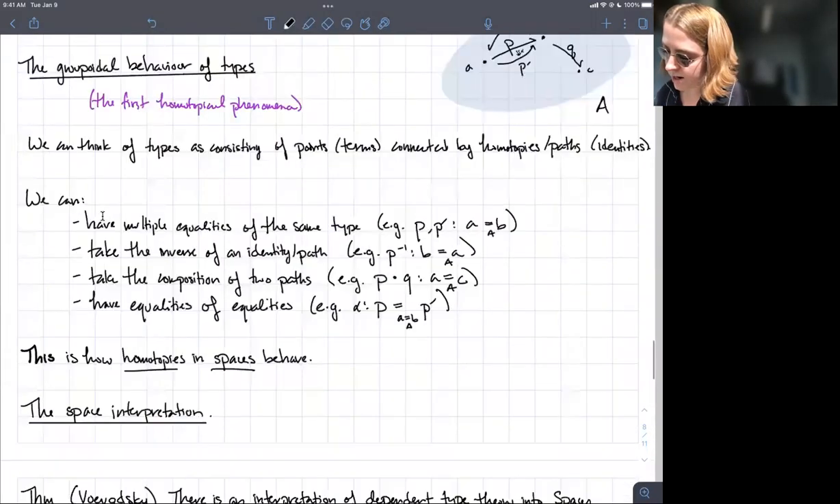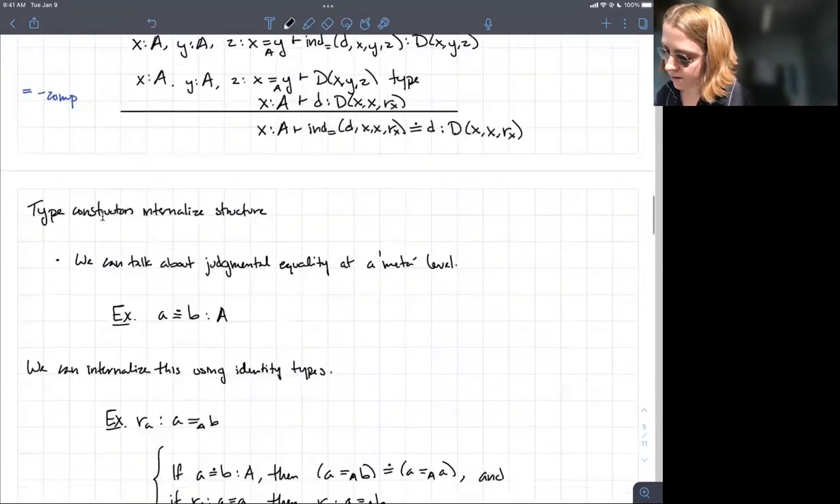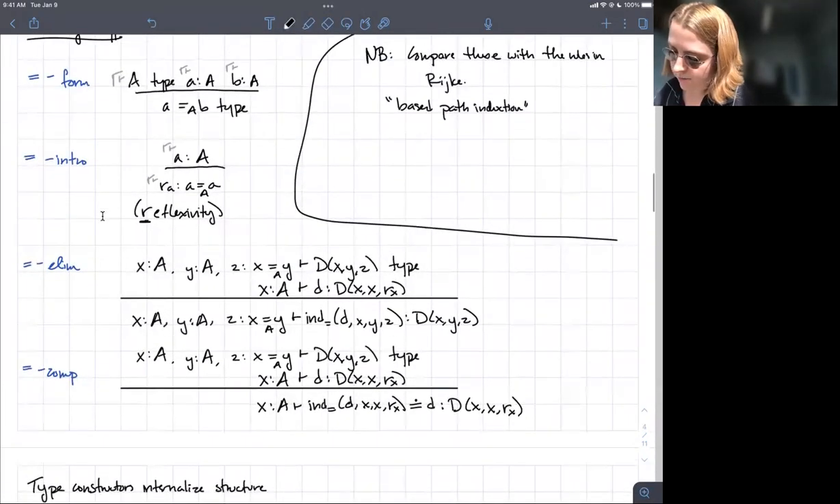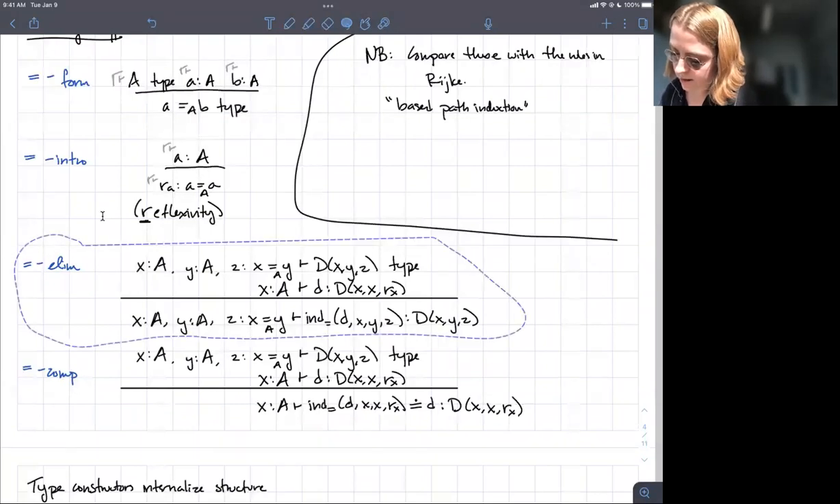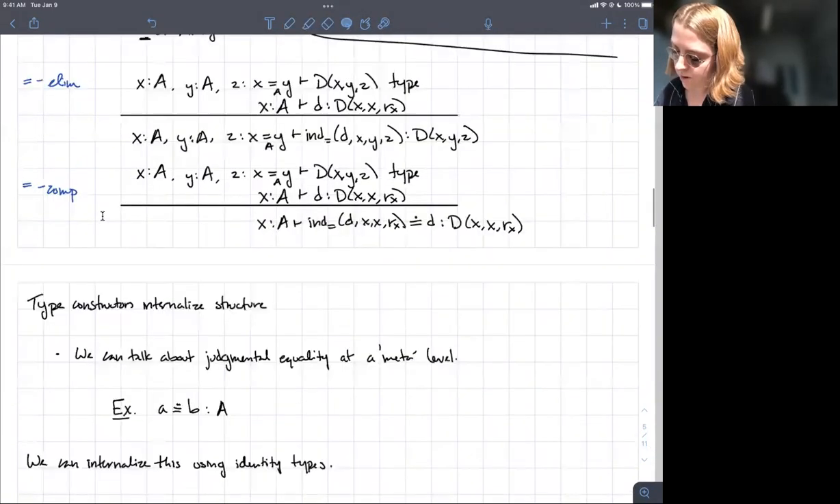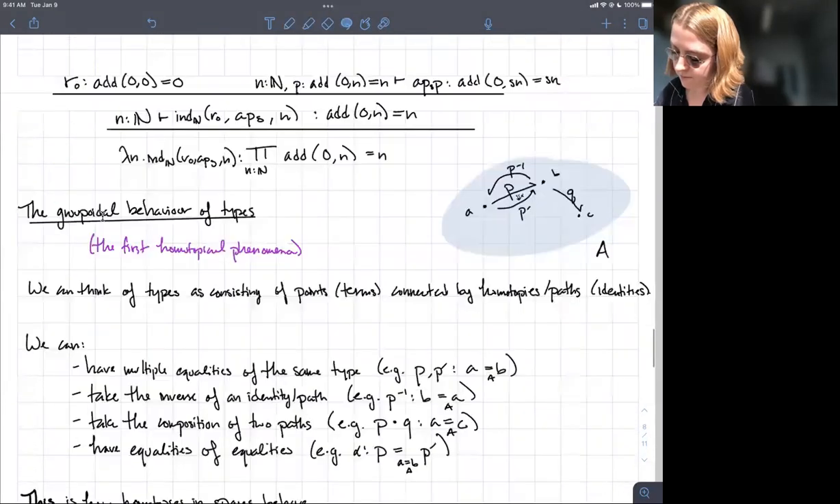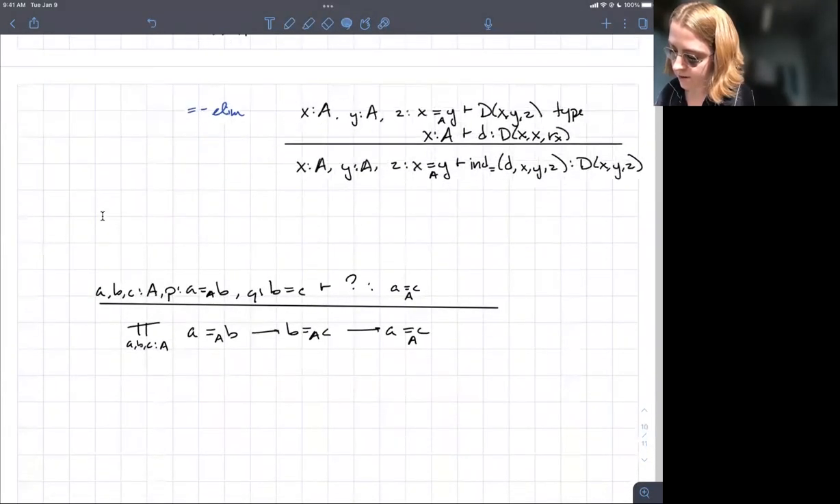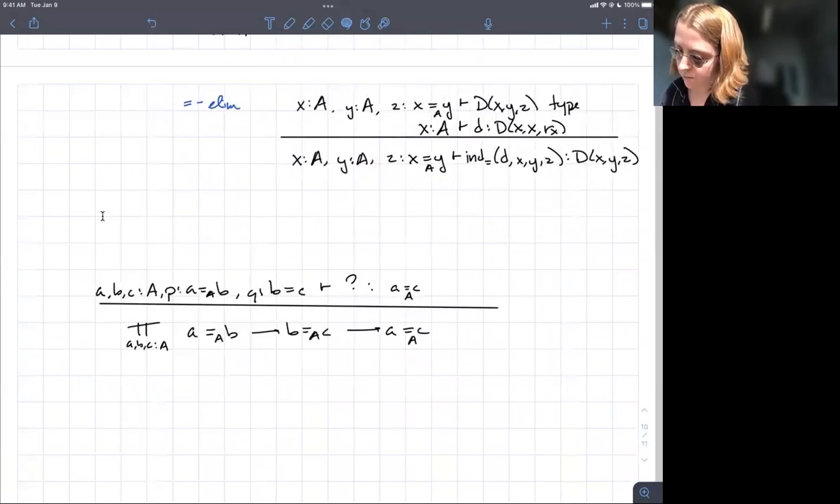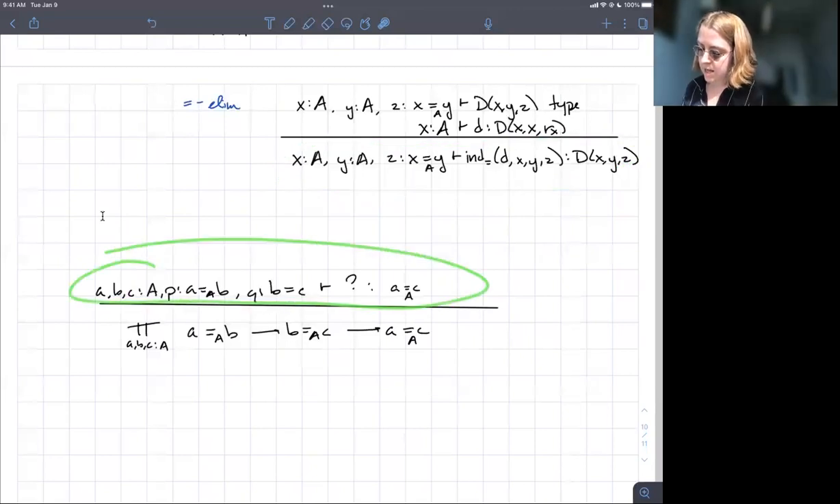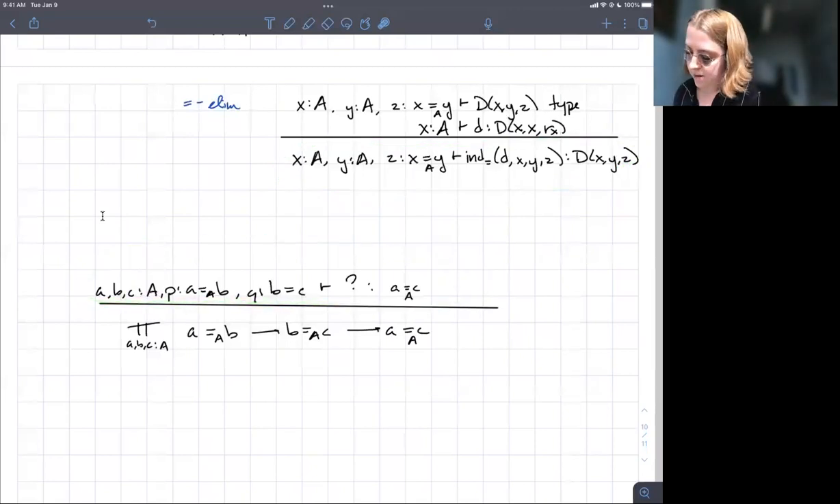And maybe to explain why not, I will grab again this equality elimination. Okay, so let's look at equality elimination. So equality elimination lets us do something like this. Here we have something like this. The problem is that we could think about A, B, and P corresponding to X, Y, and Z, or we could think about B, C, and Q corresponding to X, Y, and Z.